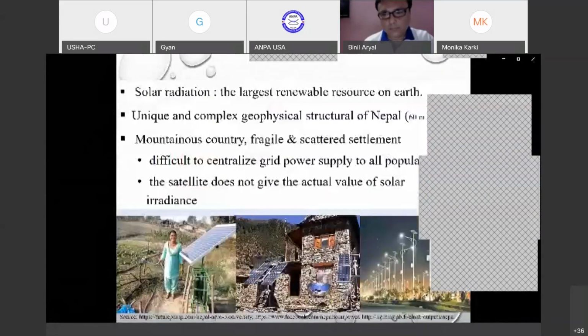Solar radiation is the largest renewable resource on Earth. Studies on solar radiation have become important for renewable energy issues stemming from energy crisis, global warming, and other environmental problems.